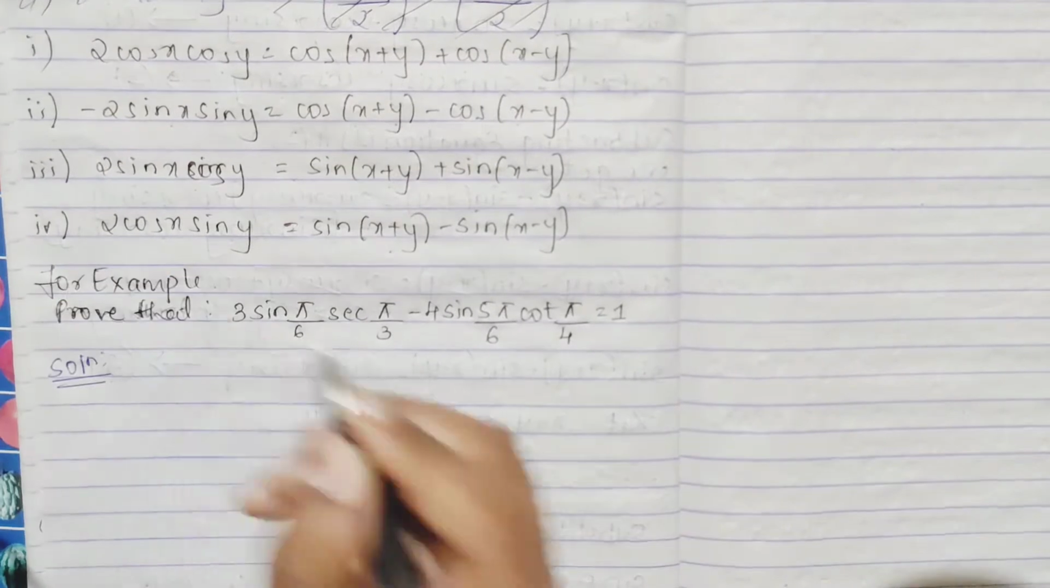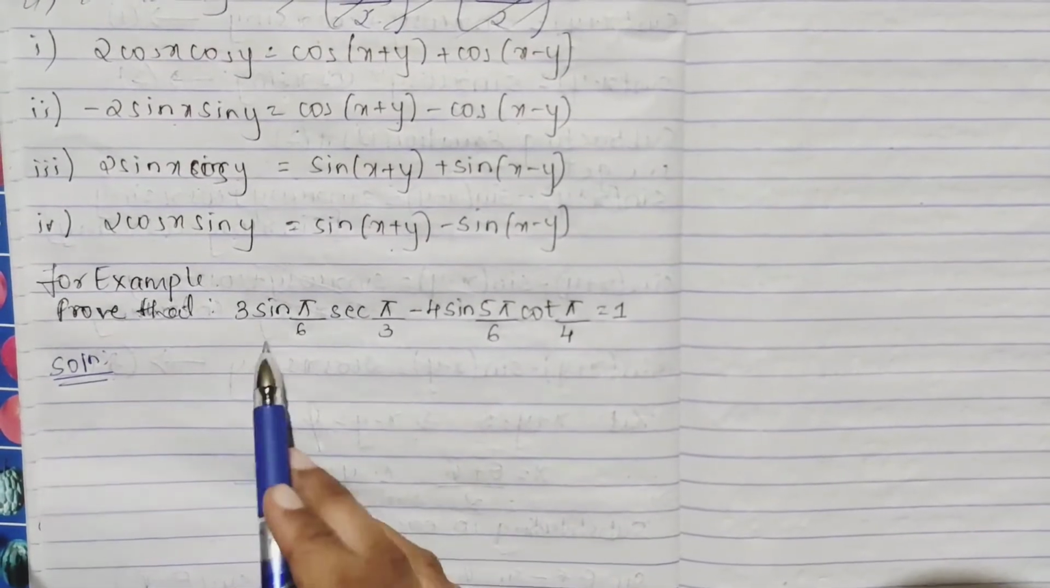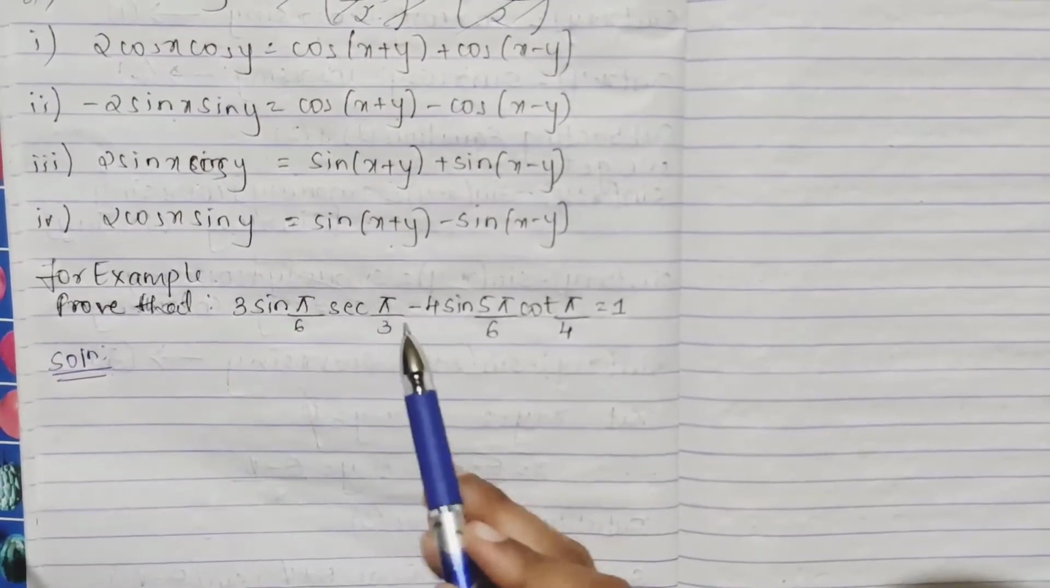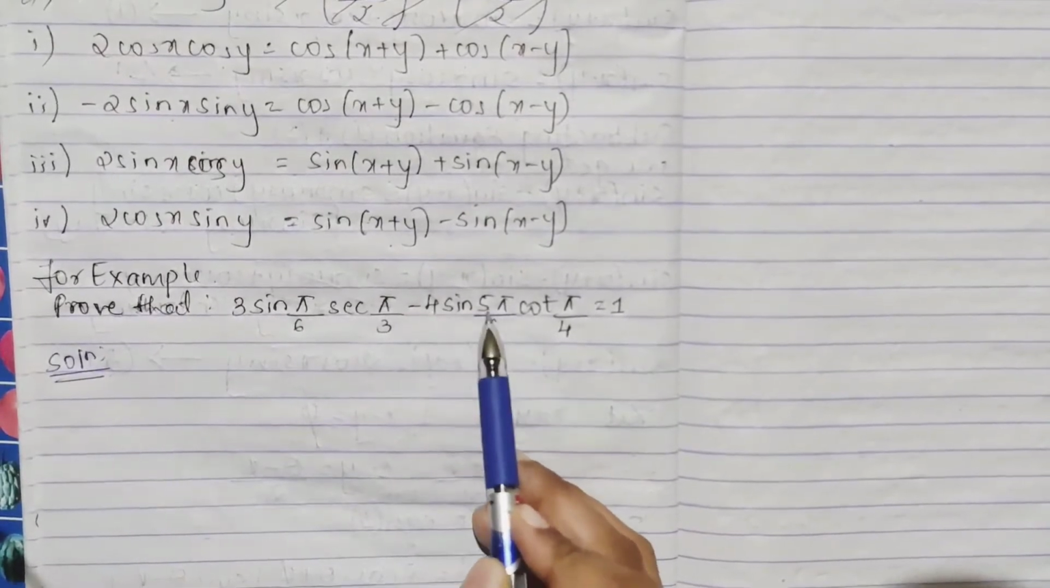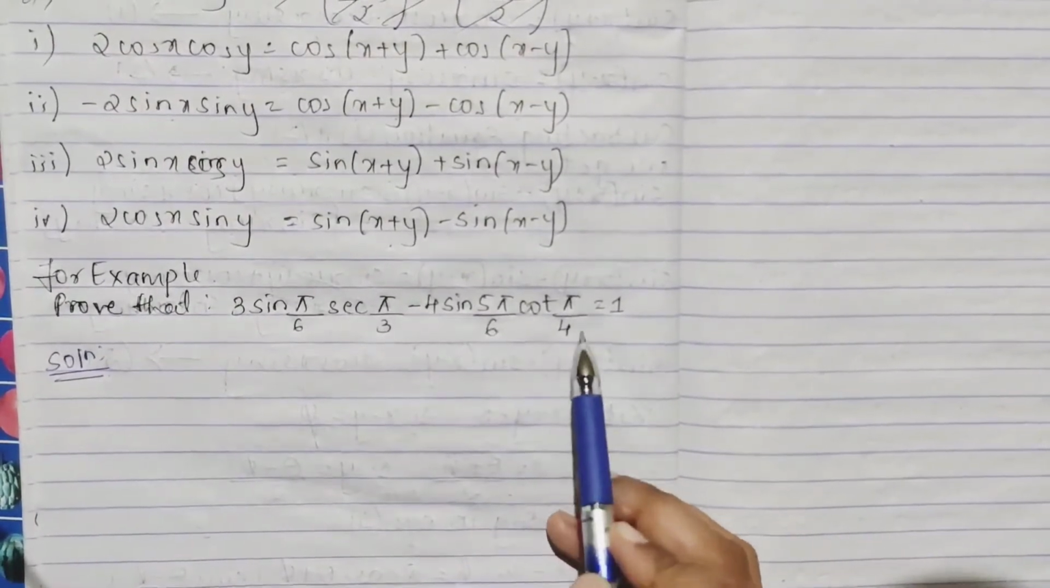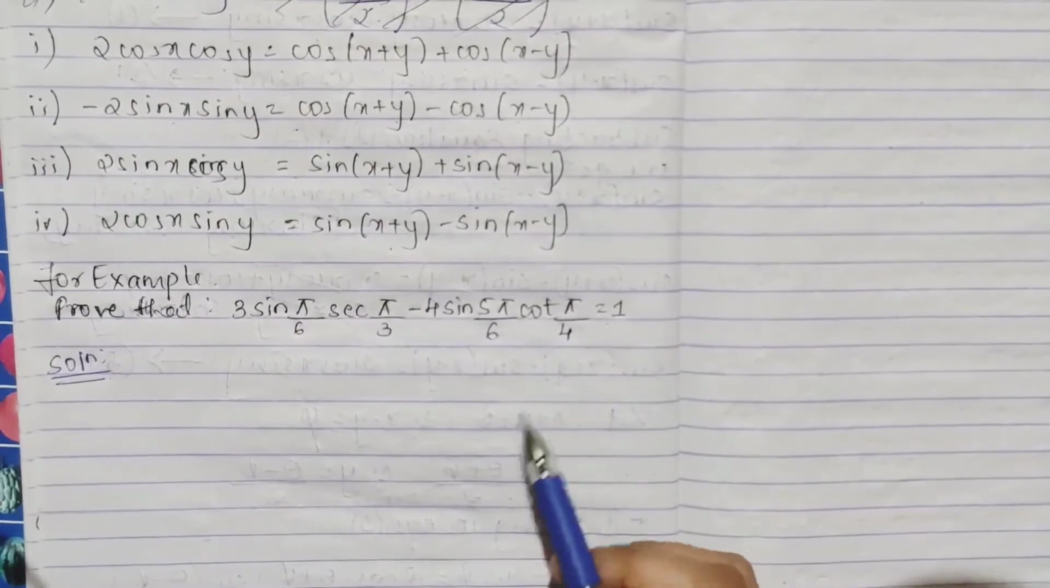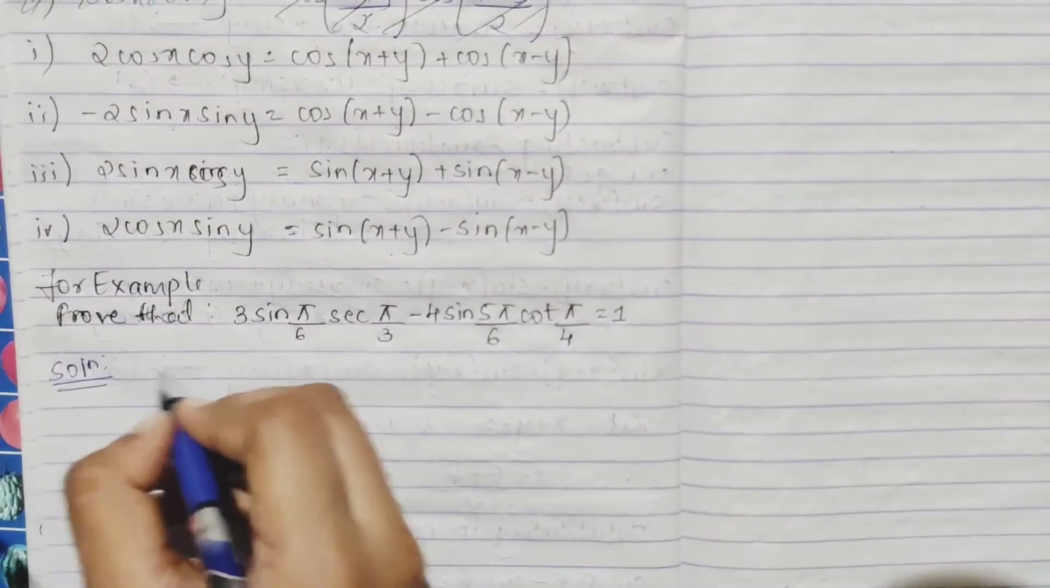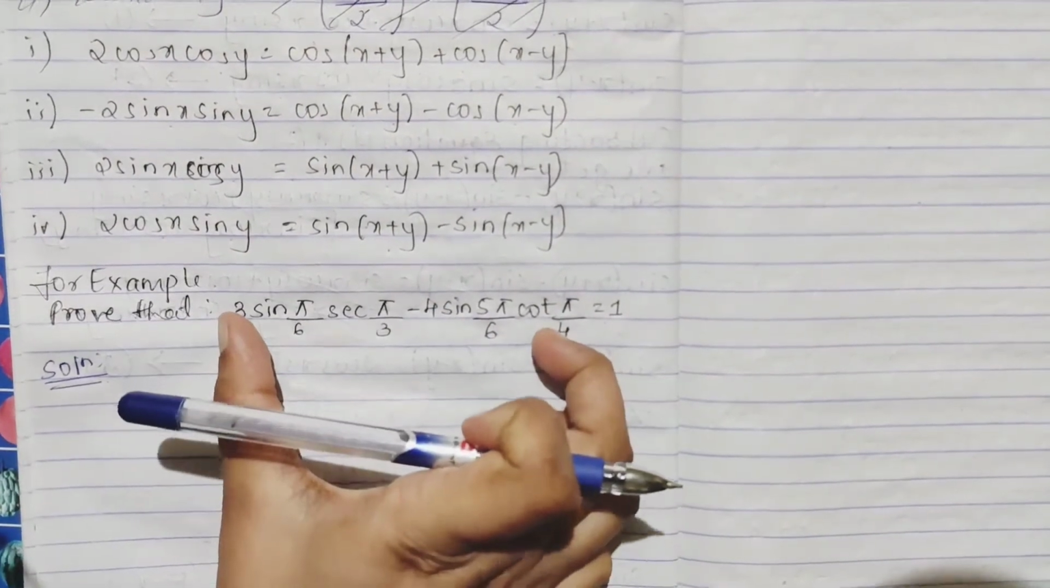So for example, one problem I have taken: prove that 3 sin pi by 6 into sec pi by 3 minus 4 sin 5 pi by 6 into cot pi by 4 is equal to 1. We have to show whether it is equal or not. So first we'll take the LHS part.